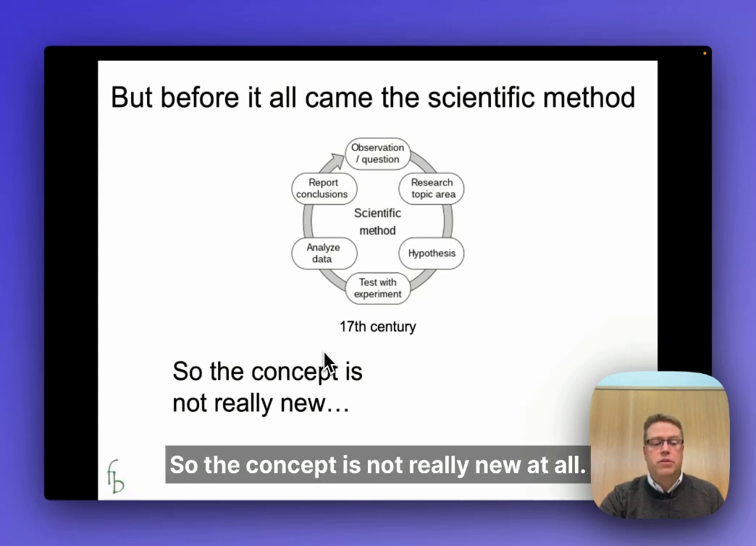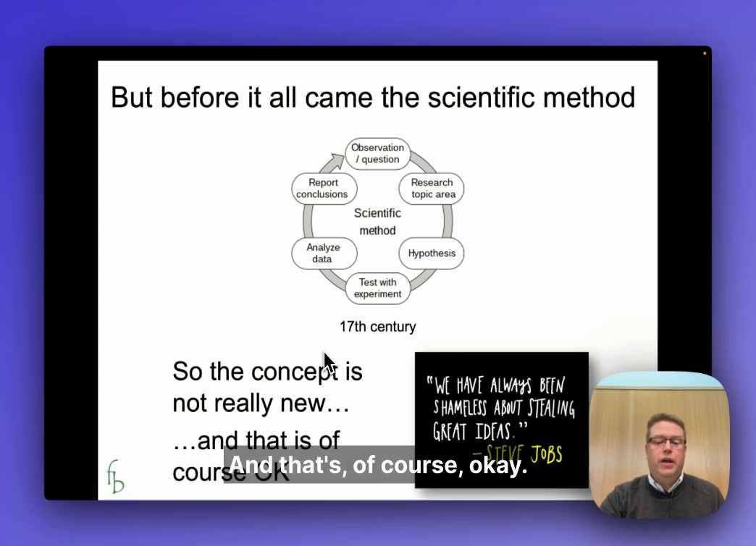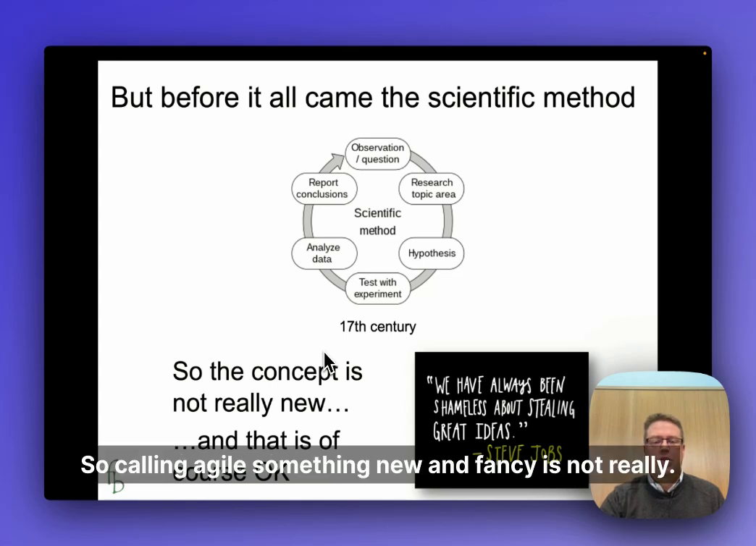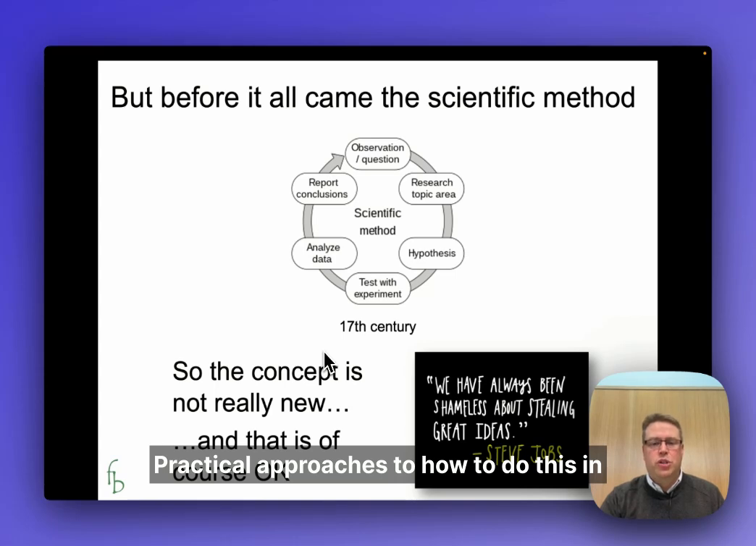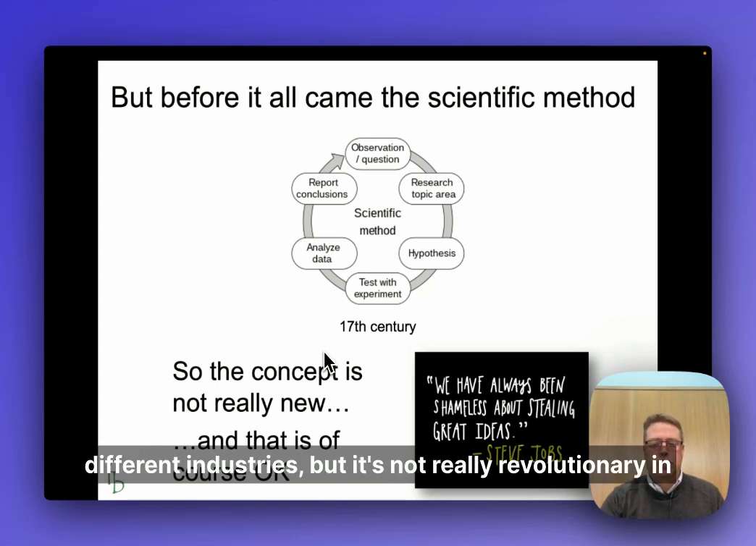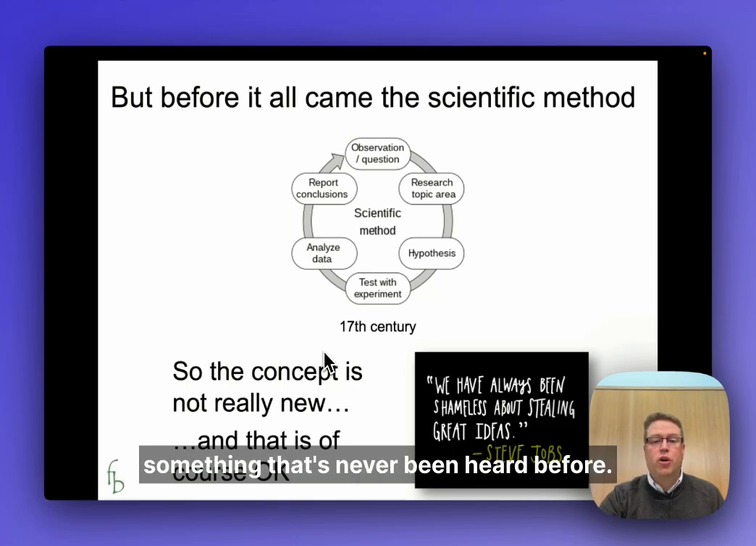So the concept is not really new at all, and that's of course okay. We don't need to reinvent the wheel if good ideas are out there already. So calling Agile something new and fancy is not really true. It's of course good new practical approaches to how to do this in different industries, but it's not really revolutionary and something that's never been heard before.